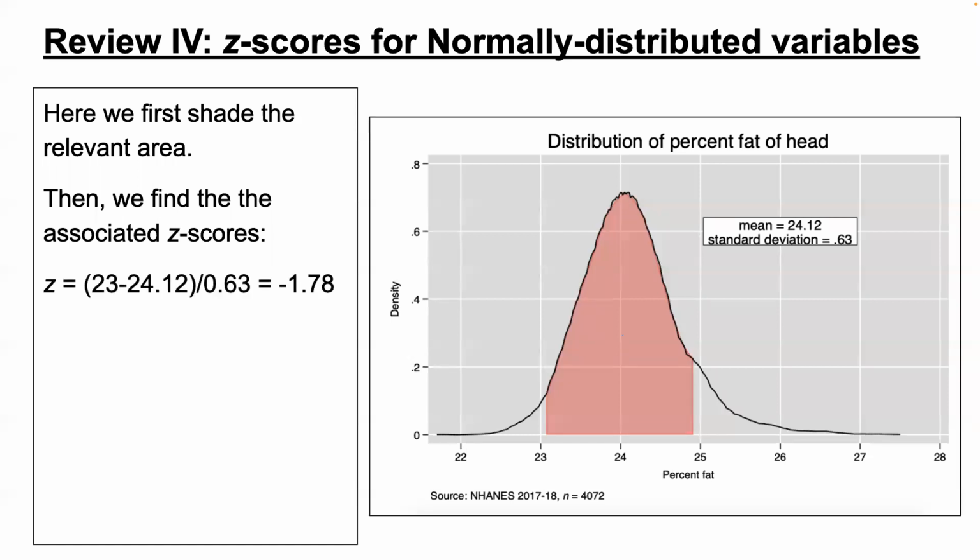So we do it like this. We do 23 minus the mean, 24.12, and we're going to divide by the standard deviation, which here happens to be 0.63. And that happens to be our Z-score for, let's just say, 23%. And I can't do that in my head, so we get a score of negative 1.78.